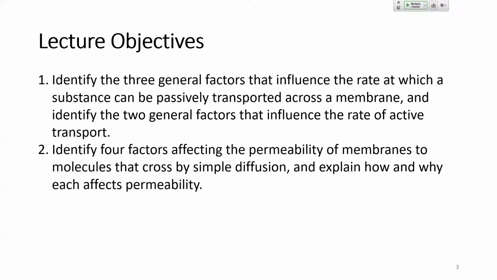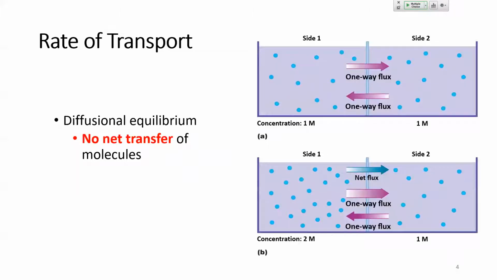This is still passive, so this is still happening according to a concentration gradient and does not require energy, okay? And then our second objective is to talk about the four factors that affect the permeability of membranes and explain how and why the permeability will be affected. Okay, so we'll talk about the mechanisms of transport and then the factors that affect permeability.